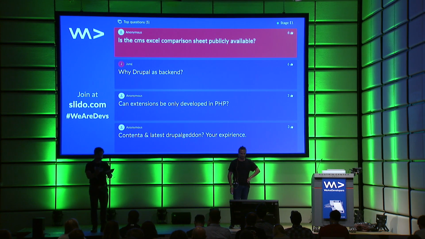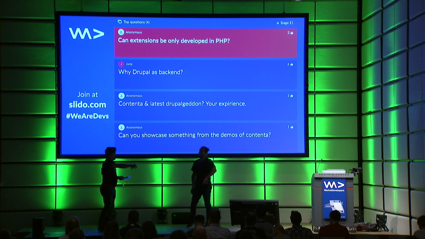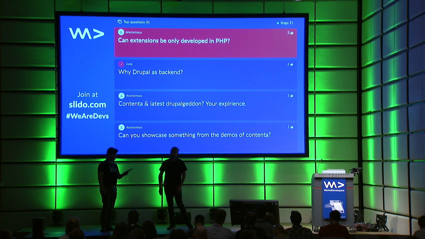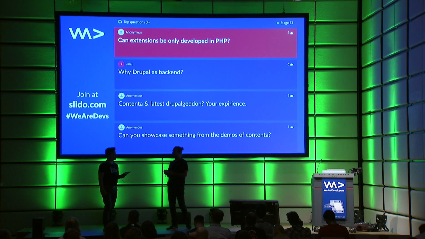All right, can Drupal extensions be only developed in PHP? They are only developed in PHP. There is no other way that you could integrate so deeply with the system without writing PHP code that runs in the same application.